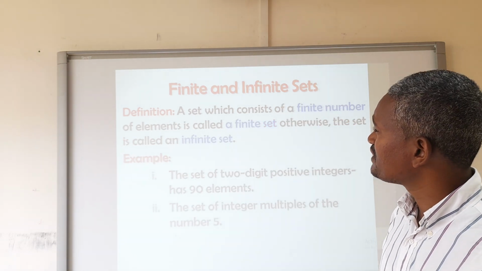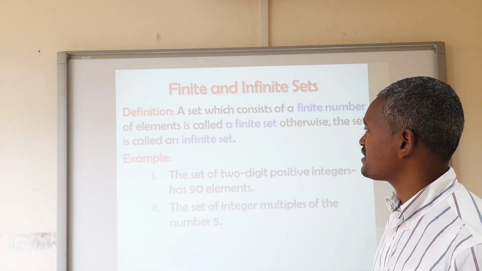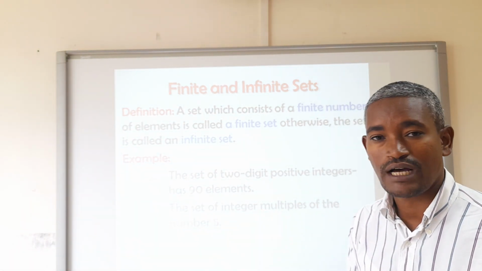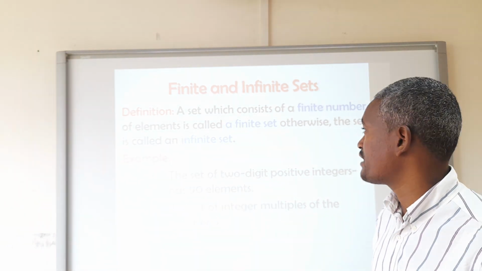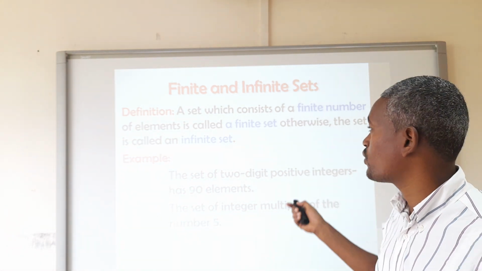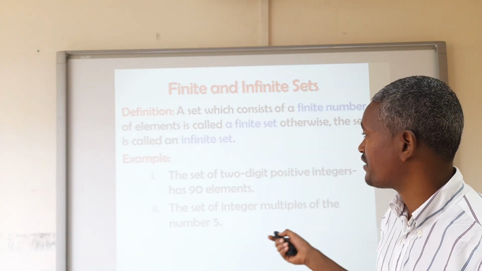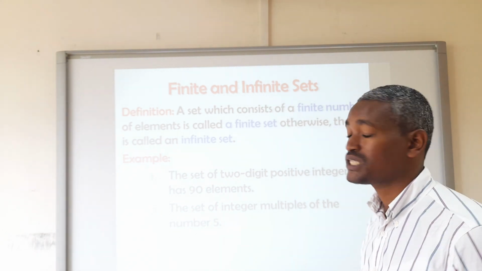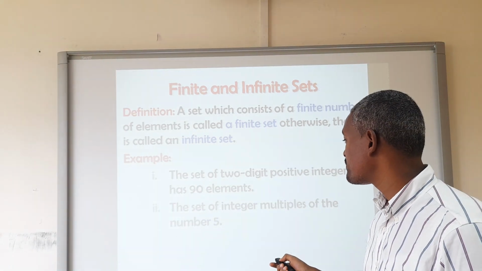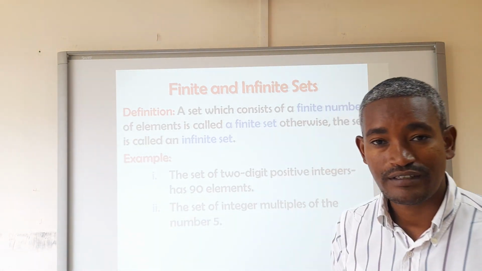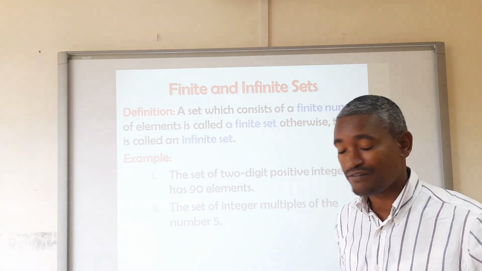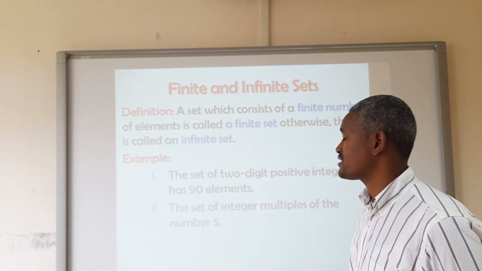The other concepts in a set are finite and infinite sets. A set containing a finite number of elements is said to be a finite set. Otherwise, a set is called an infinite set. For instance, the set of two-digit positive integers is a finite set, and the set of integers that are multiples of 5 is an infinite set.